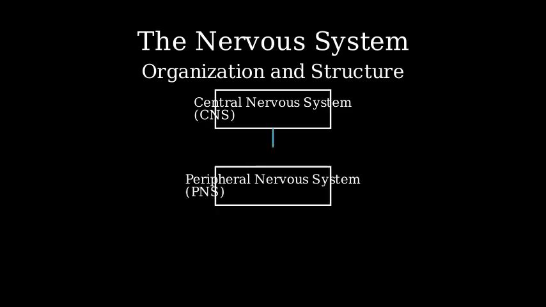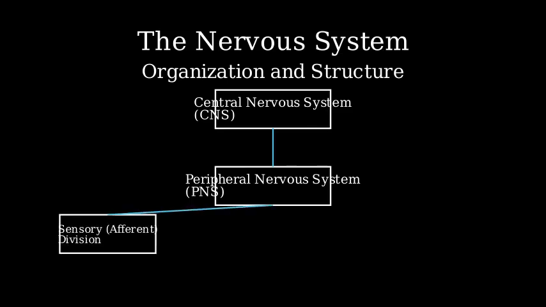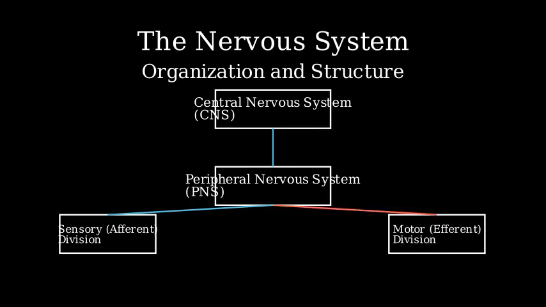Connected to the CNS is the peripheral nervous system, or PNS, which includes all the nerves outside the brain and spinal cord. The PNS has two main divisions: the sensory or afferent division, which carries information to the CNS, and the motor or efferent division, which carries commands from the CNS.